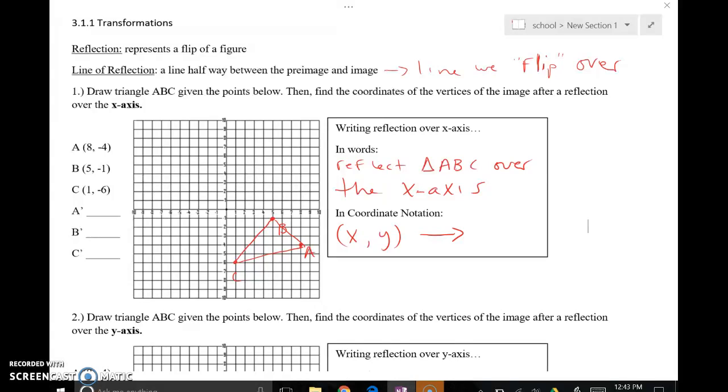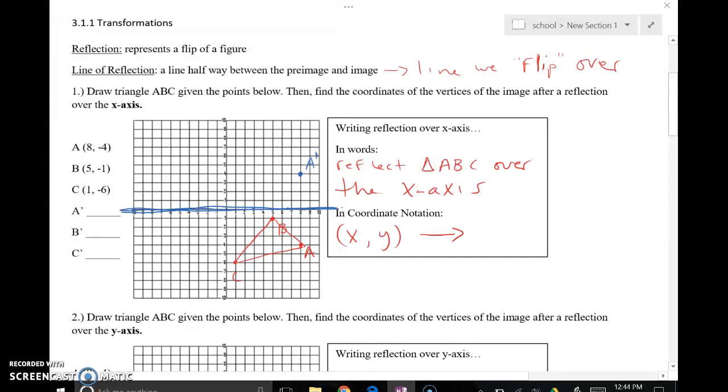So here we go, we're going to go ahead and do that right now. One of the things that's really important to keep in mind is that you want to make sure you're the same distance on the other side. So for instance, if I identify this x-axis here as my line of reflection, I want to make sure that my new A is the same number of units away. Right now I'm currently 1, 2, 3, 4 units below. Now I'm going to be 4 units above. 1, 2, 3, 4. This is my new A.